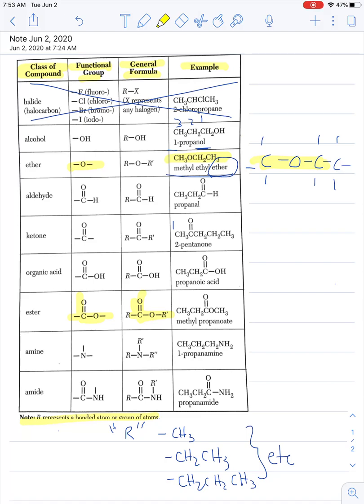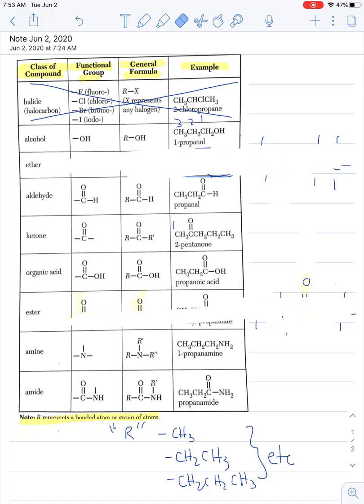Now esters are a little different because they also have a C double bond O in there. So the example they give you here is methyl propanoate. So I just drew the structure of that. But notice there's an oxygen breaking up the chain and a double bond O. And that's an ester. And then lastly is the nitrogen series.